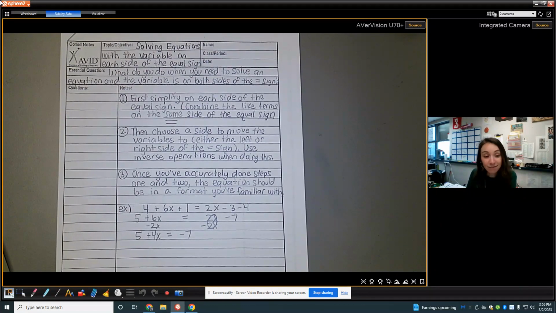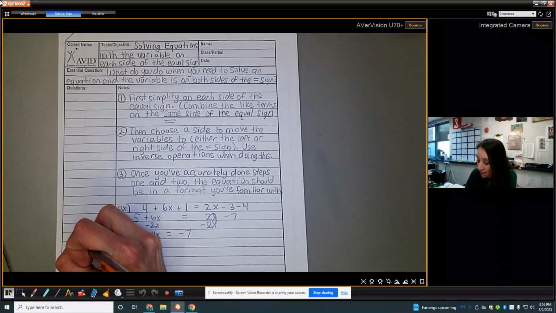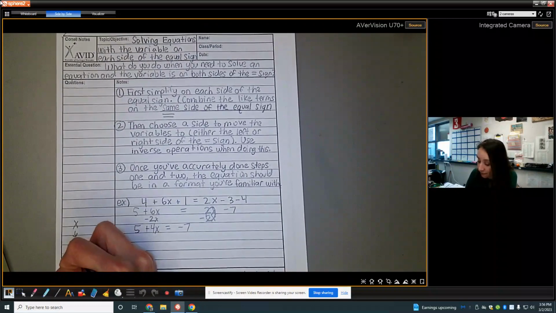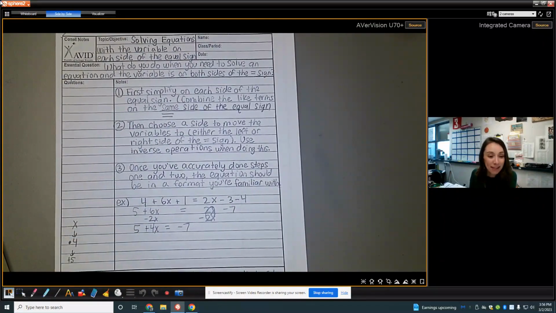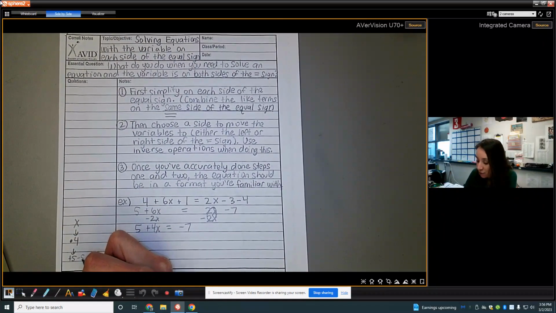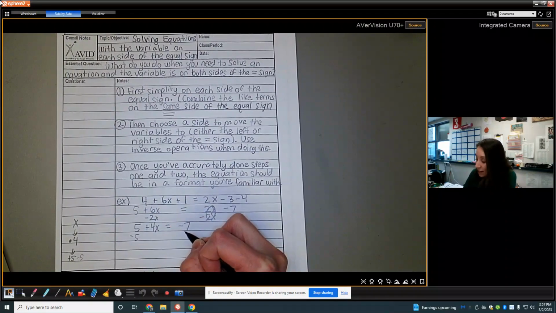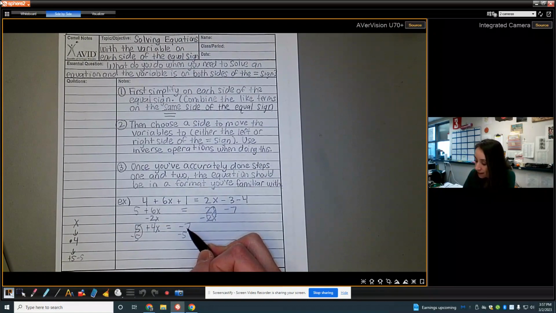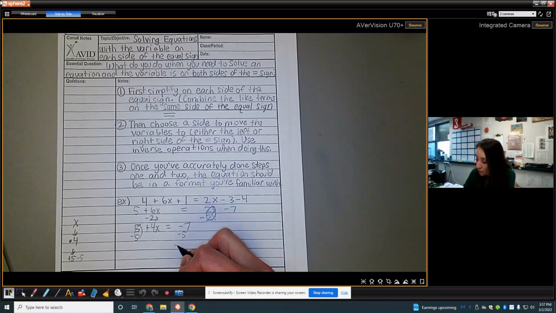From here, I'm going to build it. So I started with the variable of x, multiplied it by 4, and then added 5. The opposite, or the inverse operation of adding 5, is subtracting 5. So do that to both sides of the equal sign. 5 take away 5 is 0. Negative 7 take away 5 is negative 12.